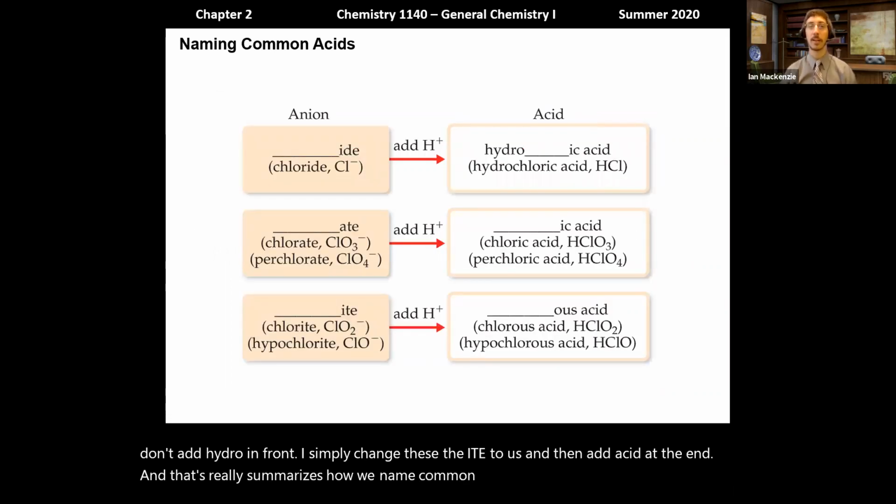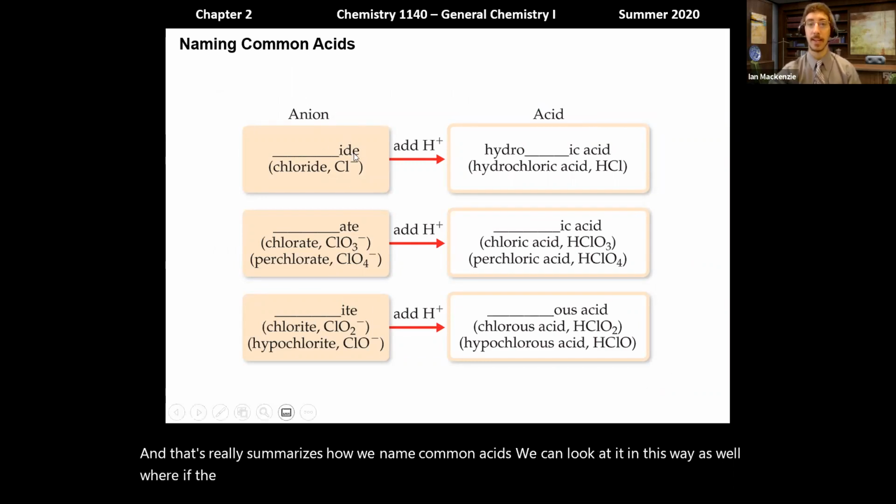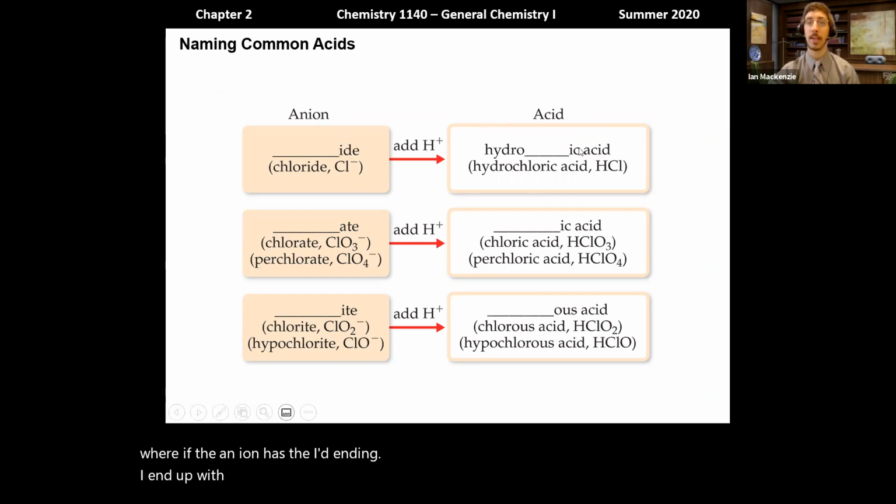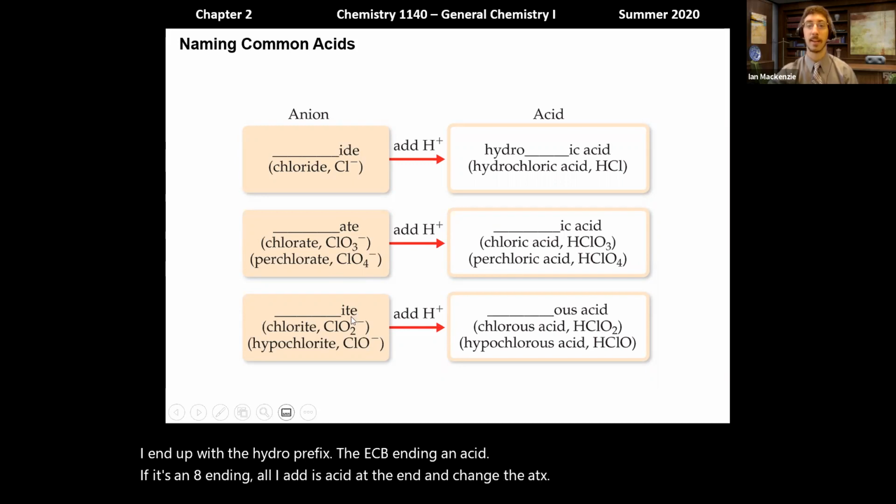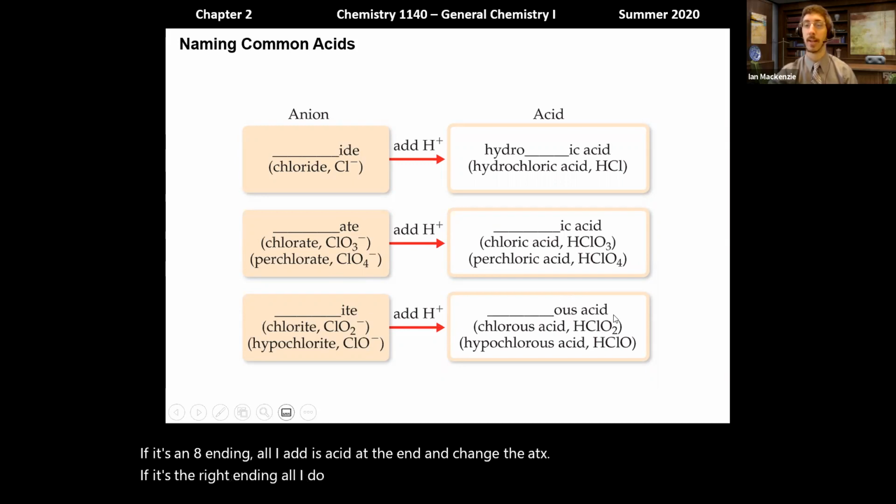We can look at it in this way as well, where if the anion has the "ide" ending, I end up with the hydro prefix, the "ic" ending, and acid. If it's an "ate" ending, all I add is acid at the end and change the "ate" to "ic". If it's the "ite" ending, all I do is change the "ite" to "us" and add acid. And that's how we name common acids.